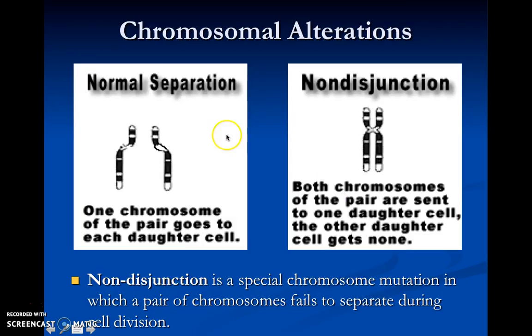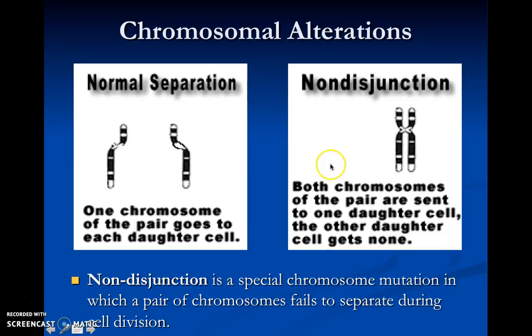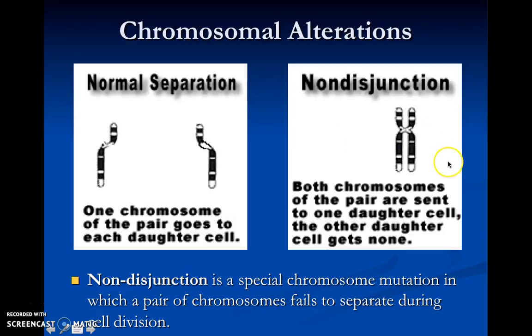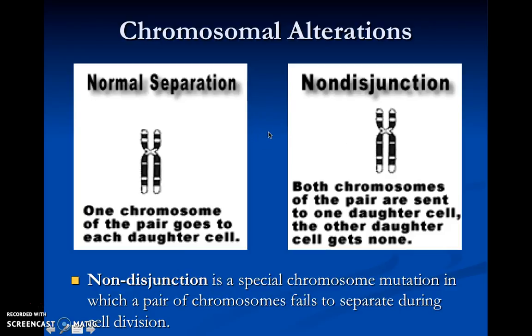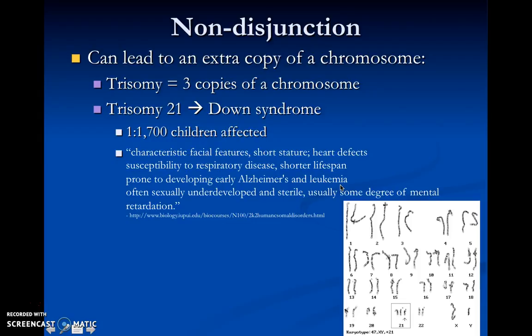And then finally, non-disjunction. When we think about the chromosomes getting pulled apart during cell division, usually the sister chromatids get pulled apart to opposite ends of the cell. But in a non-disjunction mutation, one cell is going to receive a duplicated chromosome, whereas the other cell receives no chromosome at all. What this means is that you end up with an extra chromosome in one cell. Having an extra chromosome changes the chromosome number.